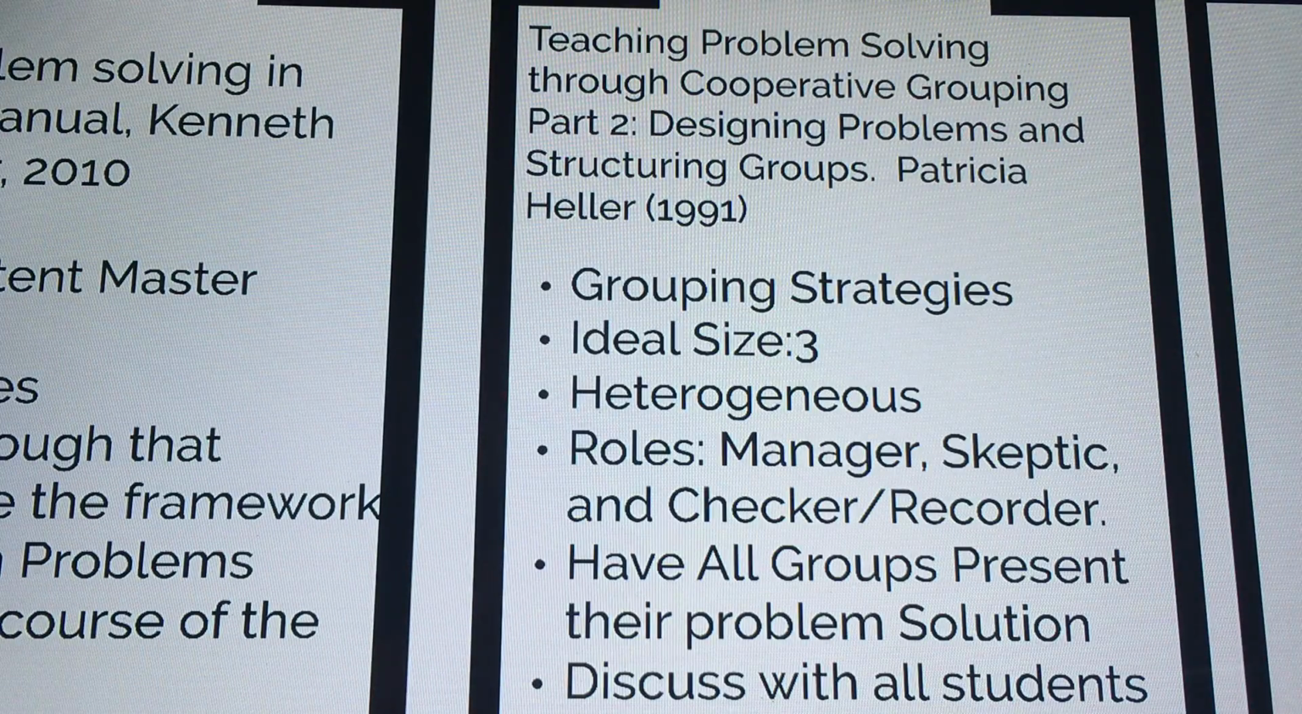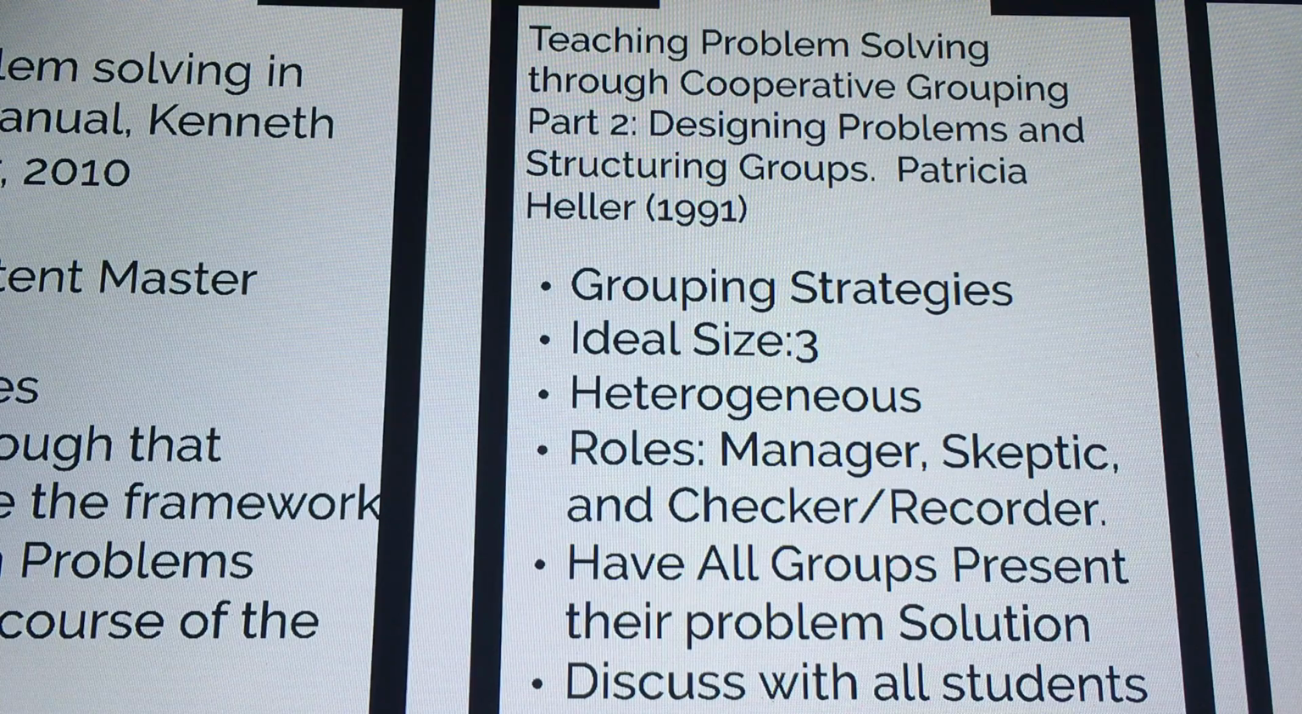Now, I did use 2 other sources. These were just minor sources, but still very useful. One was Teaching Problem Solving Through Cooperative Grouping, which again is by Patricia Heller, but a little bit further back in 1991, where she was first starting out her research for that problem solving manual. But some key takeaways from that text were the grouping sizes, so ideally sizes of 3, heterogeneous groups with at least 3 roles within that group, including manager, skeptic, and checker recorder.